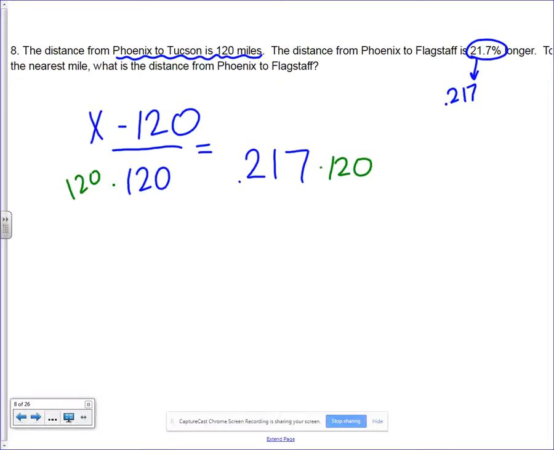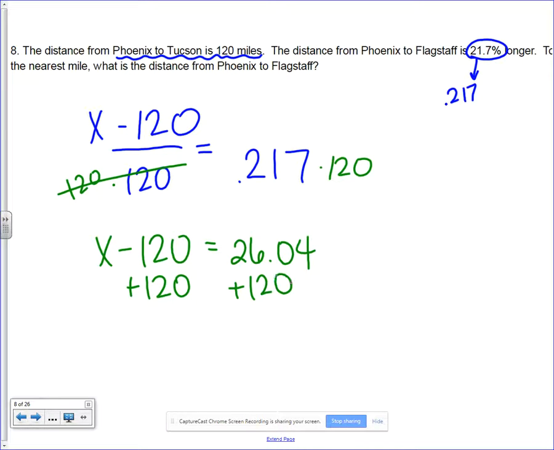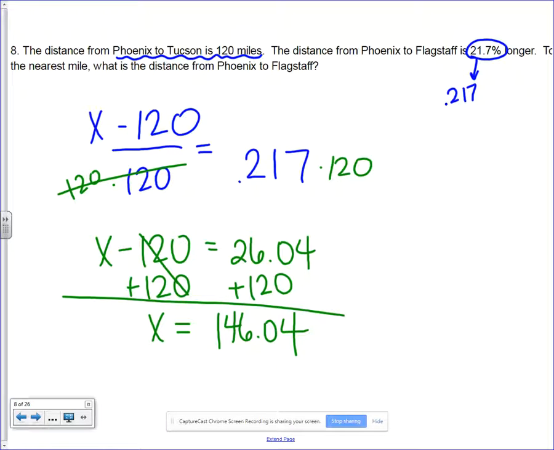You should be able to do this solving, no problem, to isolate the variable here, folks. They told me in the question to round to the nearest mile, so my final answer will be that.